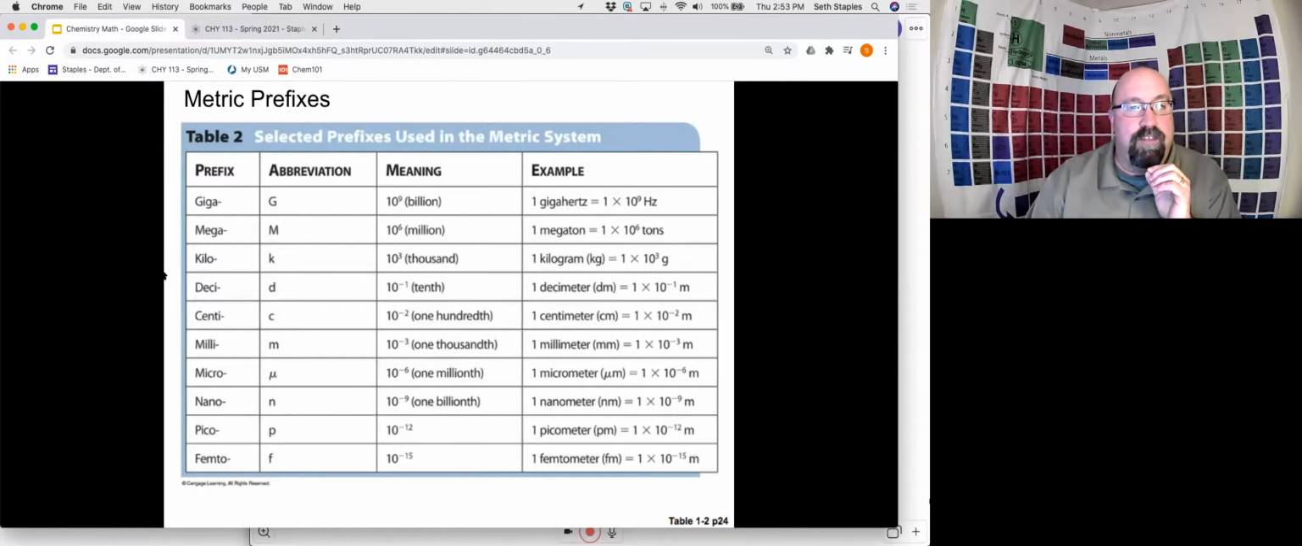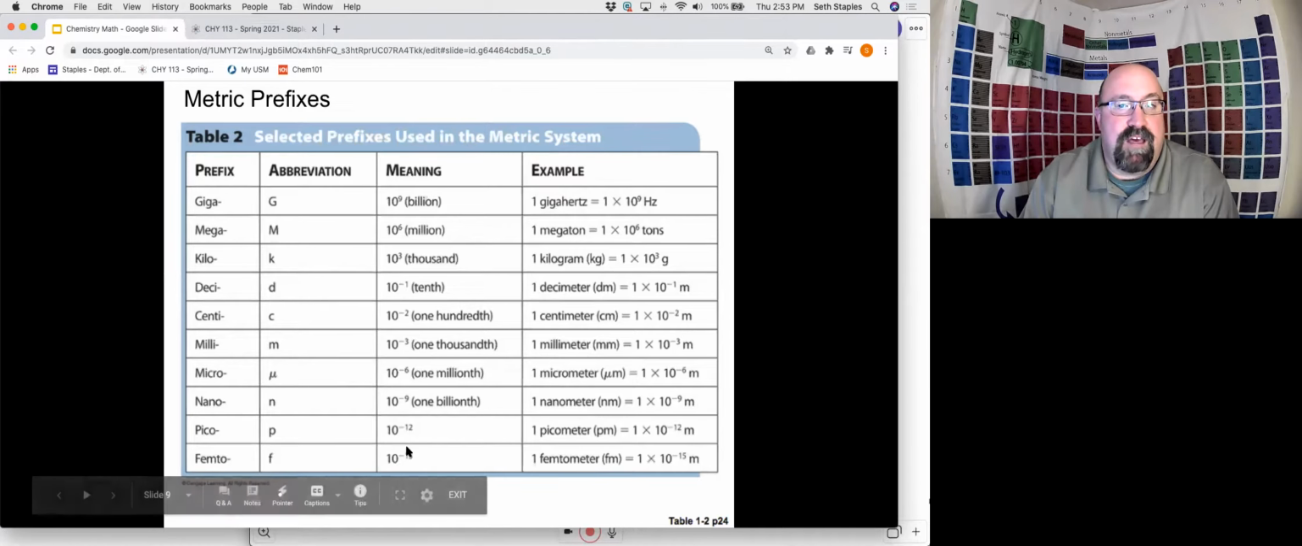And so if this is our baseline right here, anything above this line, kilo, mega, and giga, represent measurements that are larger than our base unit. So 1 kilometer, or we'll use this example here, 1 kilogram represents 1,000 grams. Mega represents 1,000,000 of that unit. So 1 megaton is 1,000,000 tons, or 1 times 10 to the 6th. You can see that 10 to the 6th right here. Giga is 1,000,000,000 of the base unit. And so 1 gigahertz is 1,000,000,000 hertz, or 1 times 10 to the 9th hertz.